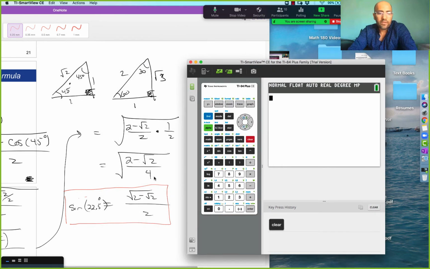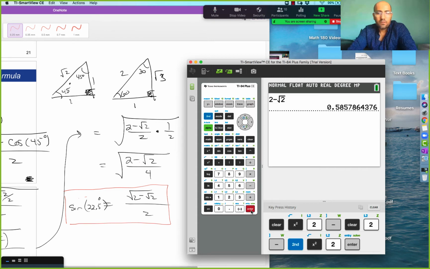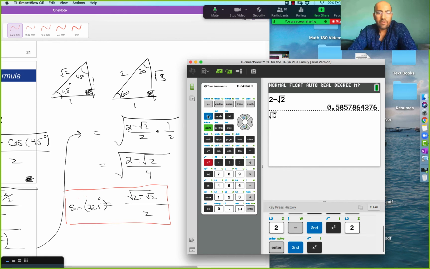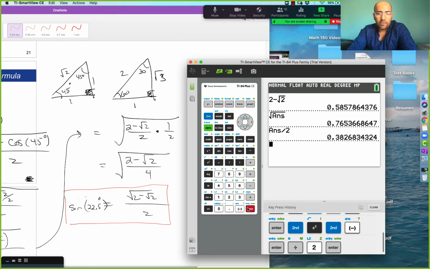So we can confirm that this is true. Let's try that. So let's do 2 minus the square root of 2. And then I want to take the square root of that whole thing, so the square root of the previous answer. That takes care of the numerator. Is that. And then divide that whole thing by 2. And we get that. Okay?